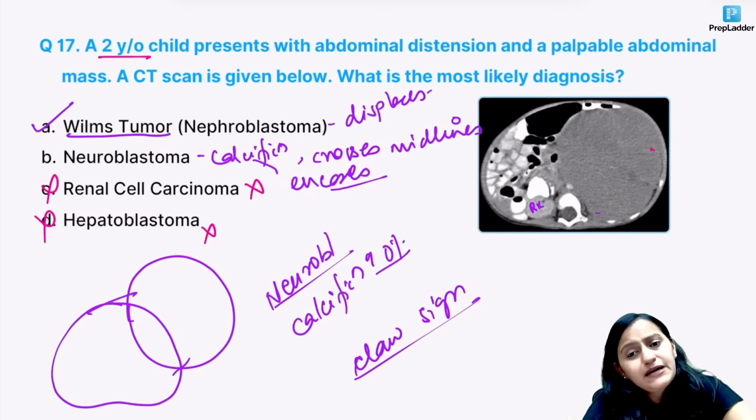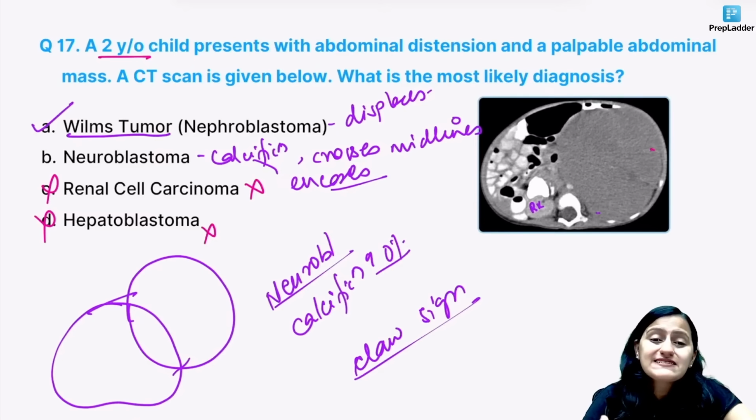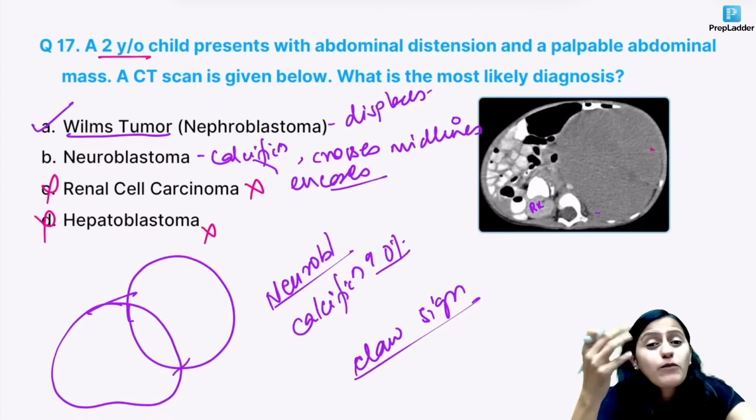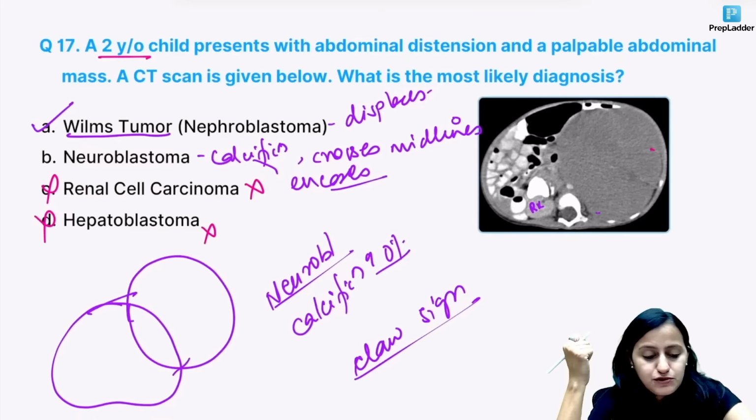Okay. Clear with everyone? Where do you have metastasis common with Wilms and neuroblastoma? Wilms has lung metastasis common, neuroblastoma has bone metastasis, skull metastasis, right? Opsoclonus myoclonus is seen with neuroblastoma.